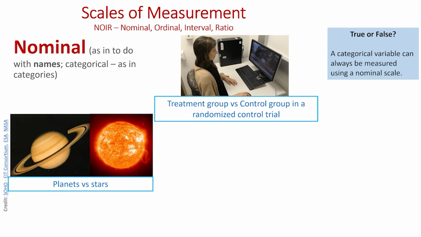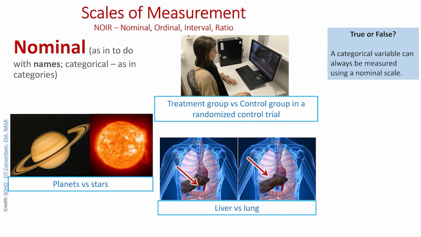Okay, so here's an example from astronomy, classifying things as planets, say, versus stars. That would be an example of classifying things on a nominal scale or categorical scale. Or human physiology, liver versus lung, 2 different things. There's no sense of a sliding scale between the two, and therefore that would be a categorical or nominal scale.